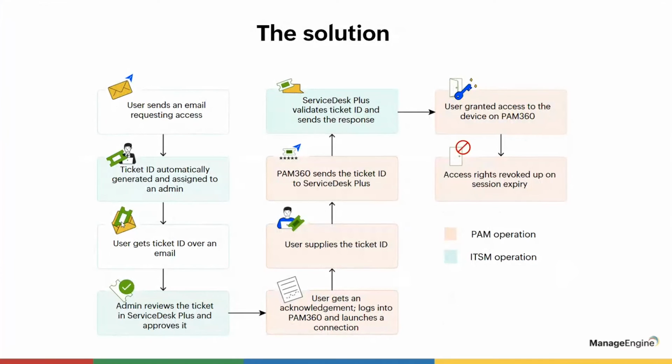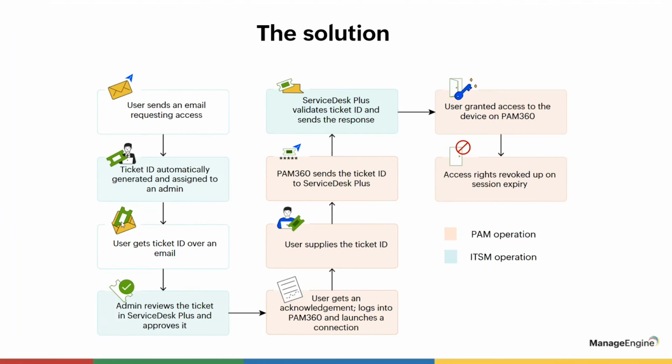So as usual, when a user requests access via an email, a ticket ID is generated, right? And the administrator just has to validate the ticket in the ITSM tool. Everything else will be completely automated on the PAM front. So what essentially happens is that the PAM tool, as it integrates with ServiceDesk Plus, will validate the ticket ID of that particular request in order to allot access accordingly, right?